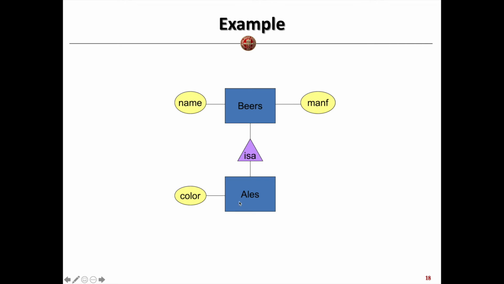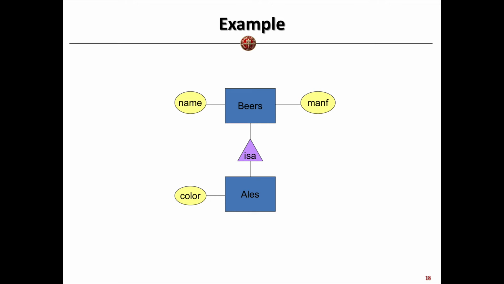At the bottom, we have the ales as a special class, and we also represent it as an entity with the color as the attribute. Between them, we draw the is-A triangle with the top angle pointing to the beers, the superclass, and the bottom pointing to the ales, the subclass. We connect them by lines.